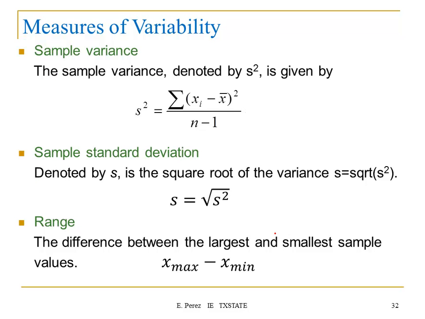So a sample variance, this is something that I already showed. We can compute the standard deviation by looking at the square root of the variance. And the range is just the difference between the largest and the smallest sample value. So if your largest value is 100 and the smallest value is 20, the range is the difference. 100 minus 20 is 80. That's your range.